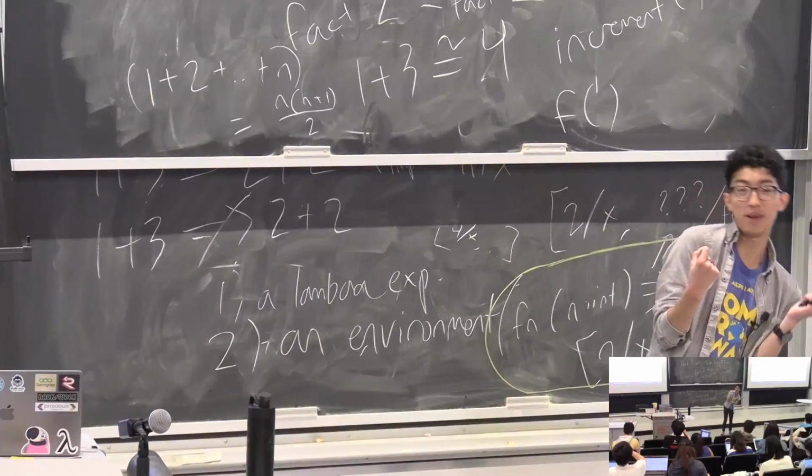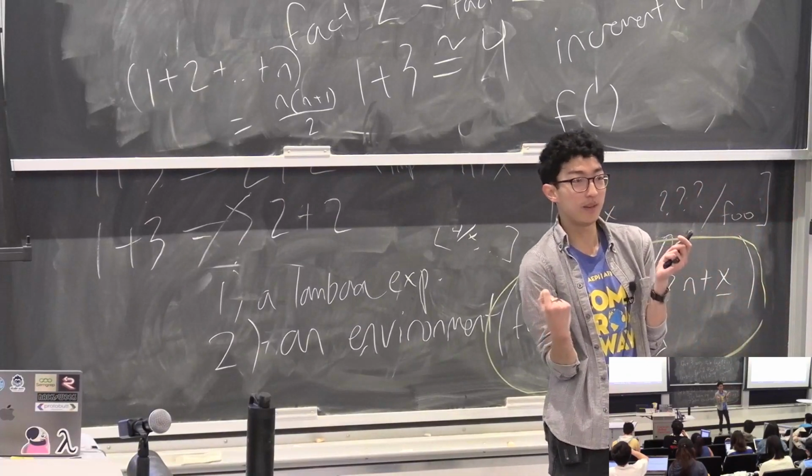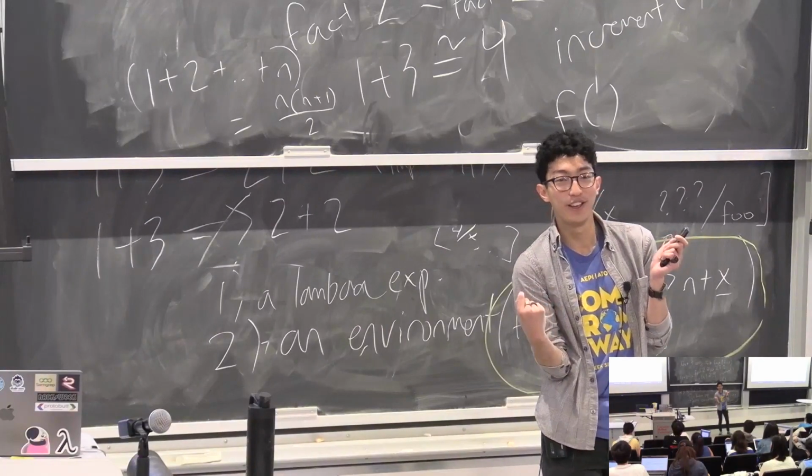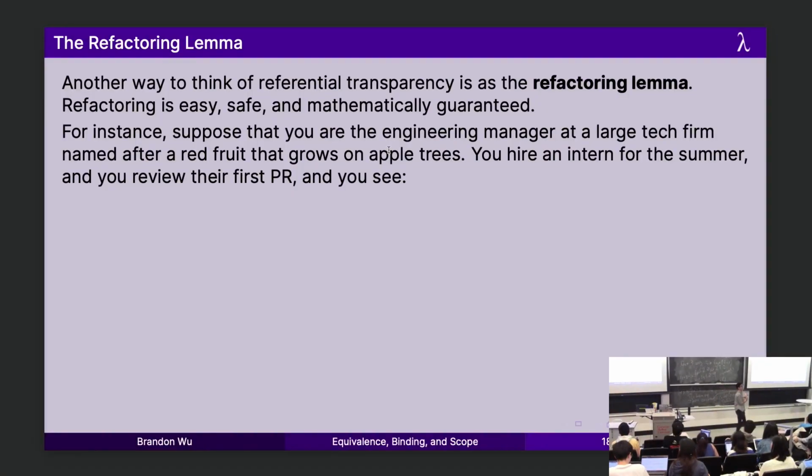Suppose that you're an engineering manager at a tech company named after a fruit that grows on apple trees. And you hire an intern for the summer, and they say, "Oh, boss, I got this PR for you. It's great." And you look at it, and it's in standard ML because Apple uses standard ML, of course. They don't. And then you see this.